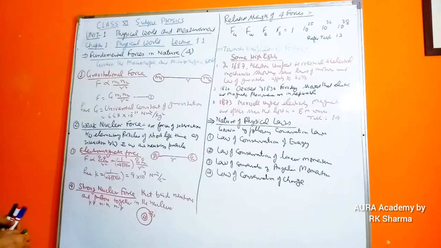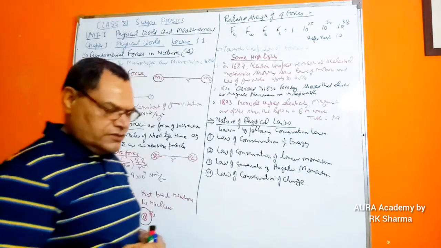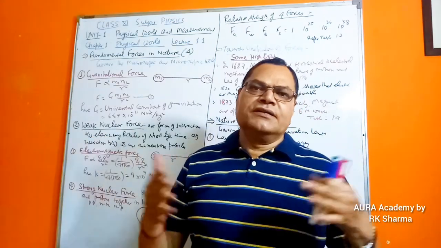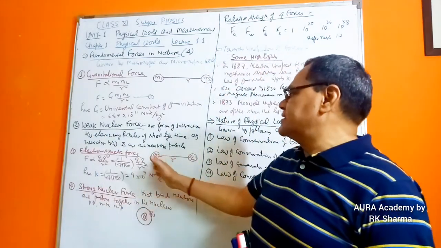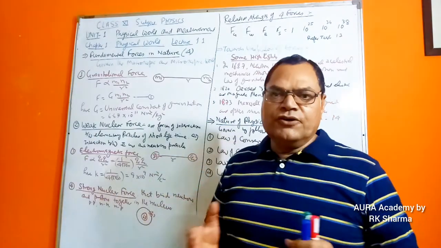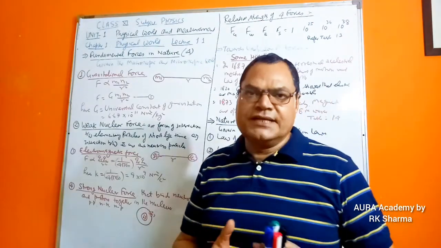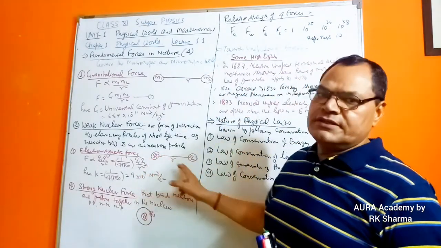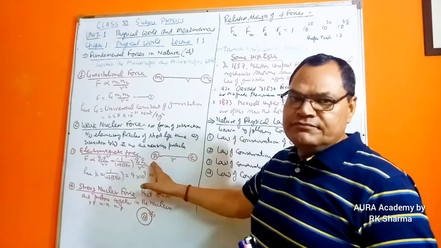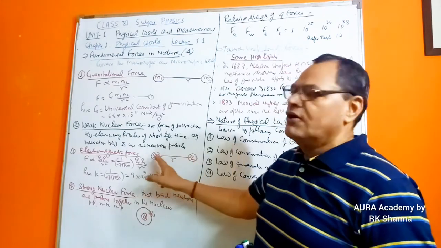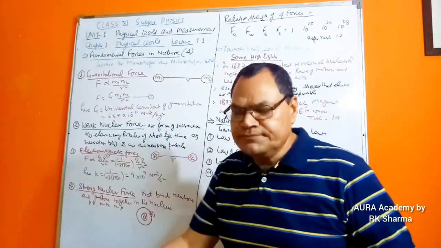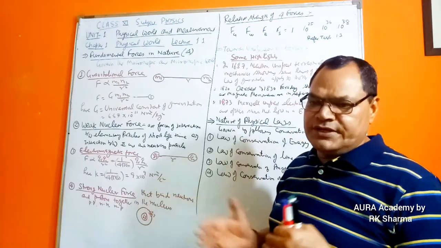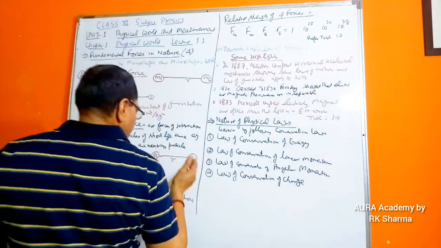Now the next force is the electromagnetic force. Whenever there are two charged particles, Q1 and Q2, having certain charges and separated by a certain distance r, then according to Coulomb, you might have heard the scientist Coulomb, there could be a force of attraction or repulsion. Why? If the charges are of the same nature, positive positive or negative negative, then there is a force of repulsion. If one is positive and the other negative, that is opposite nature, then there will be a force of attraction. So this force can be a force of attraction or repulsion.